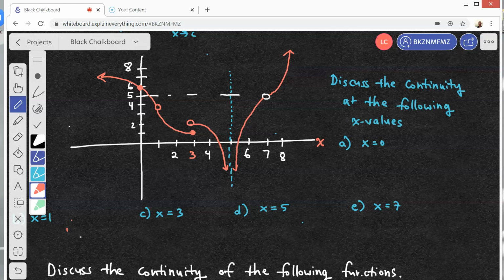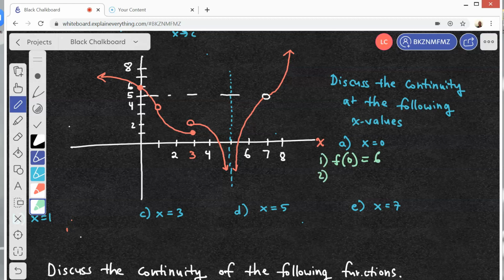So this is how we write it in calculus. For letter A, x equals 0. I'll do this in green. We're going to say f of 0 is a function defined at that x value. Yeah, it is, and the y value is 6. So the function is defined. So that's the first step. There's 3 steps to this.